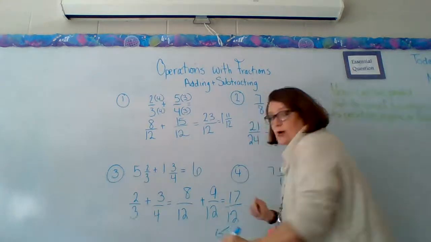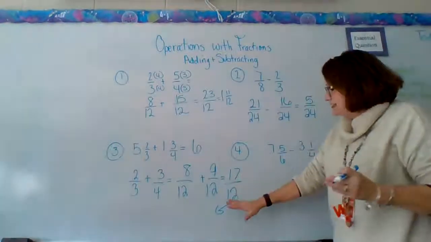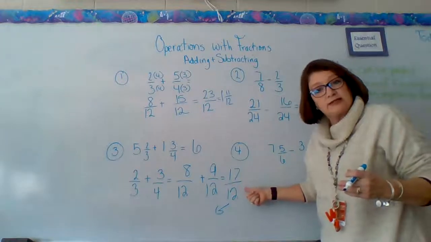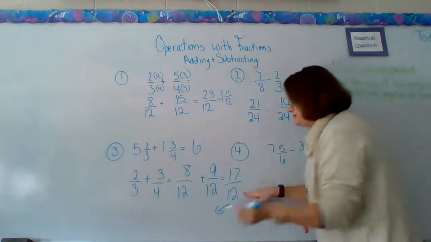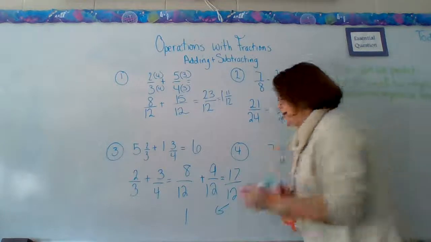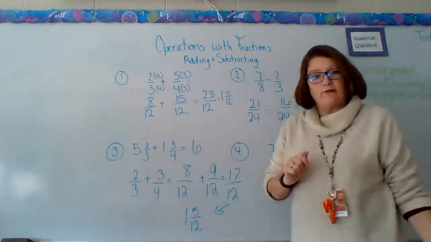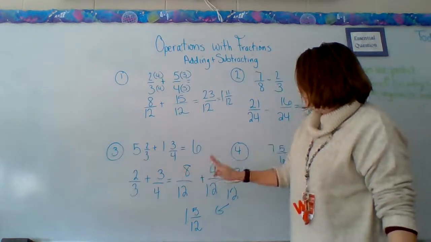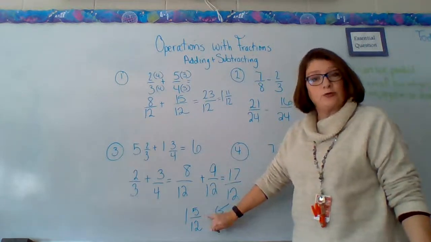Now, 17/12 is actually improper. We can't combine 17/12 with the whole number 6, so we've got to change this to a mixed number. I'm going to divide 17 by 12. 12 goes into 17 once. The difference between 17 and 12 is 5. And then I make the denominator the same, which is 12. So 1 and 5/12 is what I get when I add 8/12 to 9/12. But now I have to remember that I have to add the whole number 6 to that.